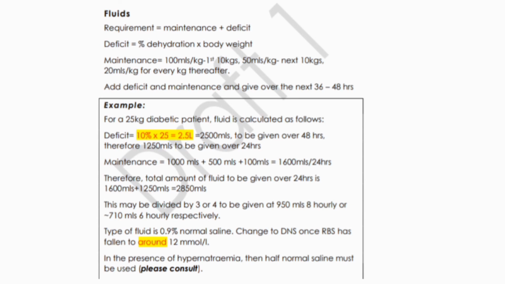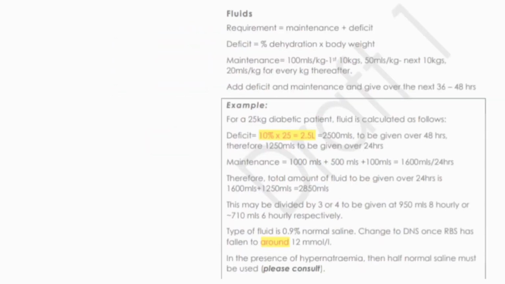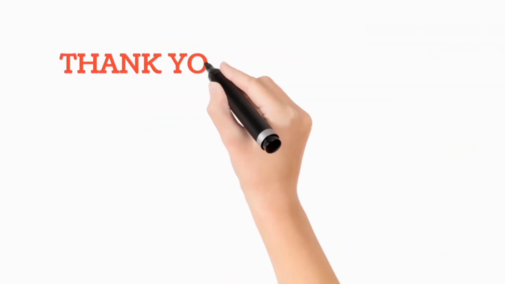And it's even saying this may be divided by 3 or 4 to be given at 950 mils 8 hourly or 710 mils 6 hourly respectively. And the type of fluid is 0.9% normal saline, and you may change to DNS once RBS has fallen to around 12 millimoles per liter. So that's from the protocols. Otherwise, this is the end of the tutorial.